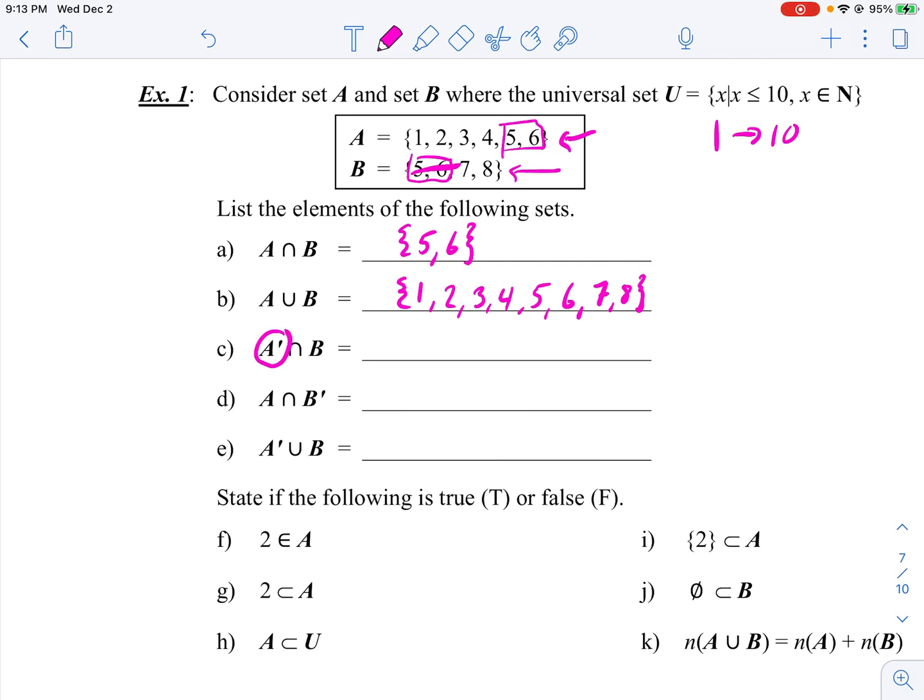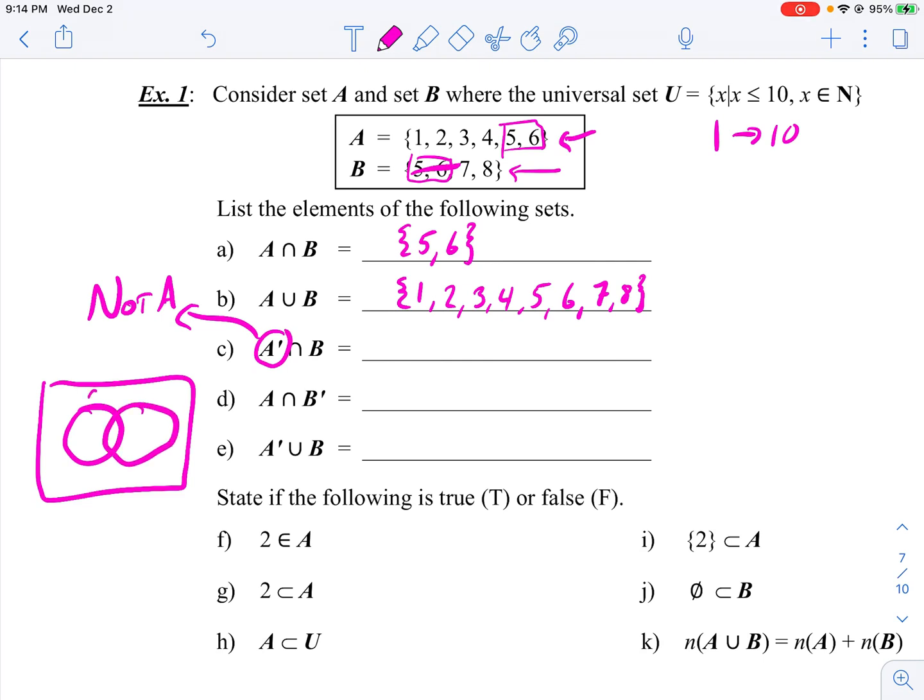A prime and B. So remember, this means not A. So if I drew a Venn diagram, and this is A, this is B, well, it's everything outside of A and everything that is in B, but not the portion that overlaps with A. So that would include 7 and 8 only, because it's none of these, but it is B as well, so it has to be 7 and 8, because it has to also include B.